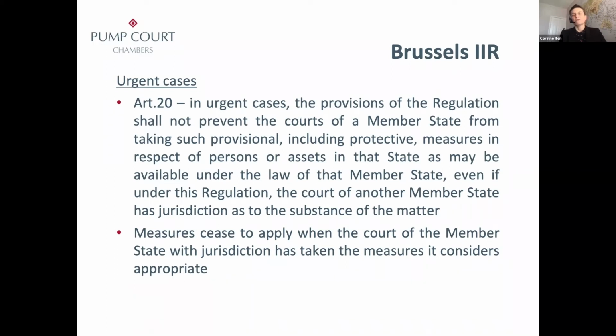And the circumstances in which we've come across this most frequently, no doubt, is in a case where there's an urgent need to take protective measures, such as an urgent ICO or an EPO, and there either isn't time to work out who has jurisdiction, or it's fairly clear that another country may well have jurisdiction, but the court in England and Wales still has the power under Article 20 to make protective orders, which cease to apply when the court of the member state with jurisdiction has taken the measures it considers appropriate.